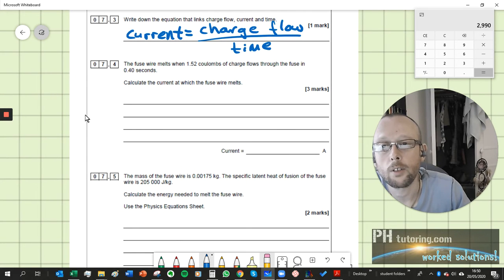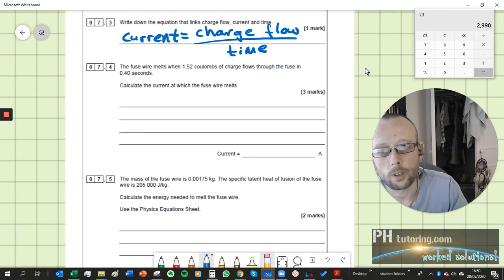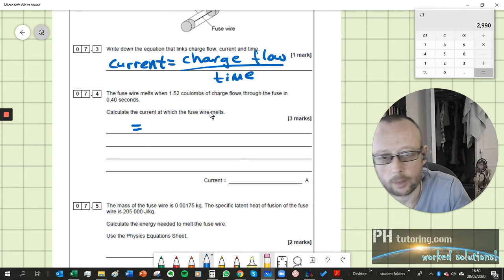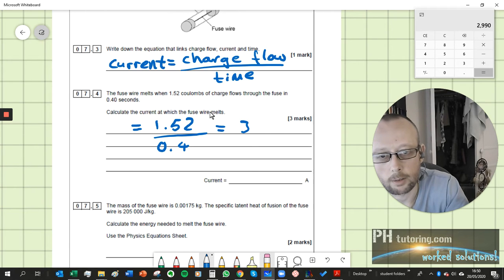The fuse wire melts when 1.52 coulombs of charge flows through the fuse in 0.4 seconds. You've just come up with a formula for current, charge flow, and time. You now have to use that formula with these numbers. So the current is equal to charge flow divided by time. The charge flow is 1.52. The time is 0.4. So the answer is 3.8 amps.